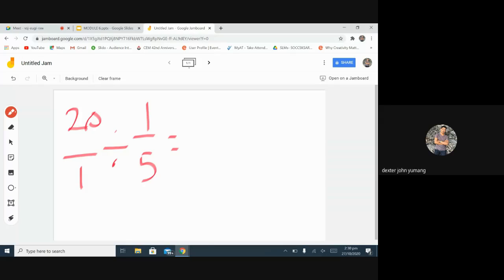So, ganyan po. Proceed na tayo sa cross multiply. 20 times 5 is 100 over 1. Now, di ba sabi ko kanina, ang 1 is invisible. So, pwede na siyang burahin. Magiging 100 na lang siya. Ganun po. Okay, next, another example.